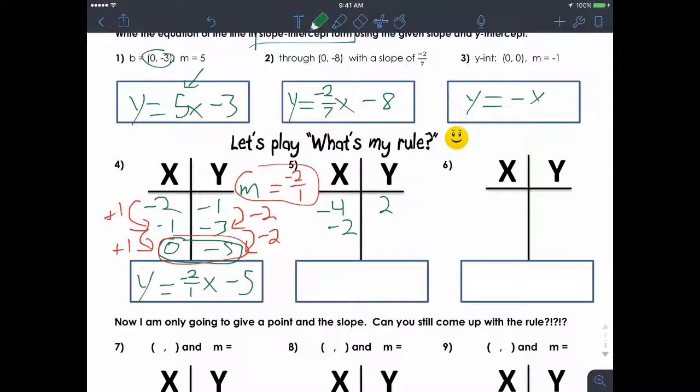Now for number 5, the ordered pairs are (-4, 2), (-2, 5), and then (0, 8). So now what you need to do is find the slope and locate the y-intercept. Go ahead and do that right now.